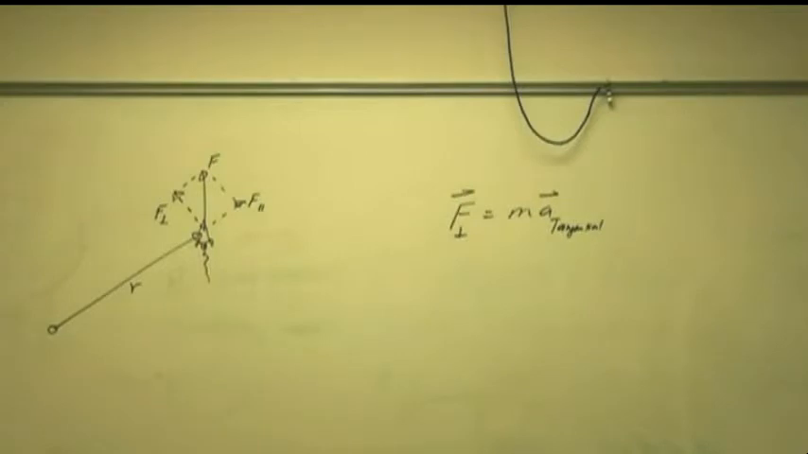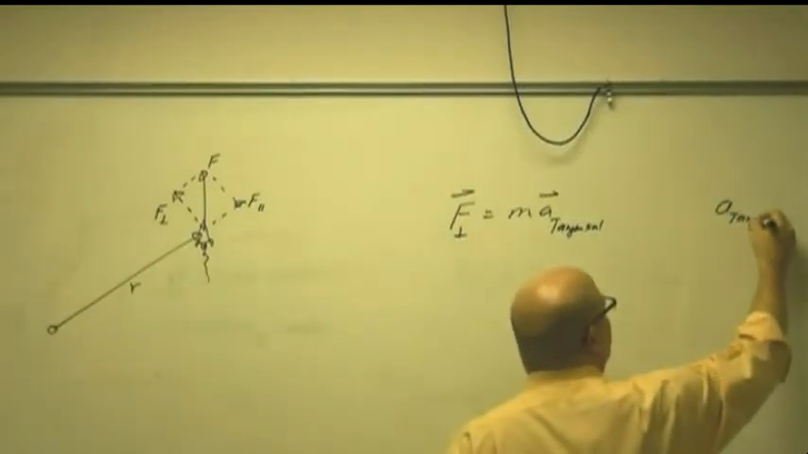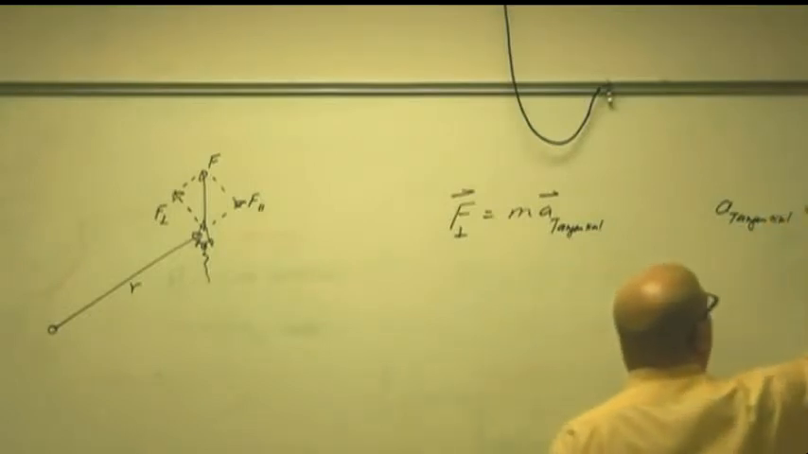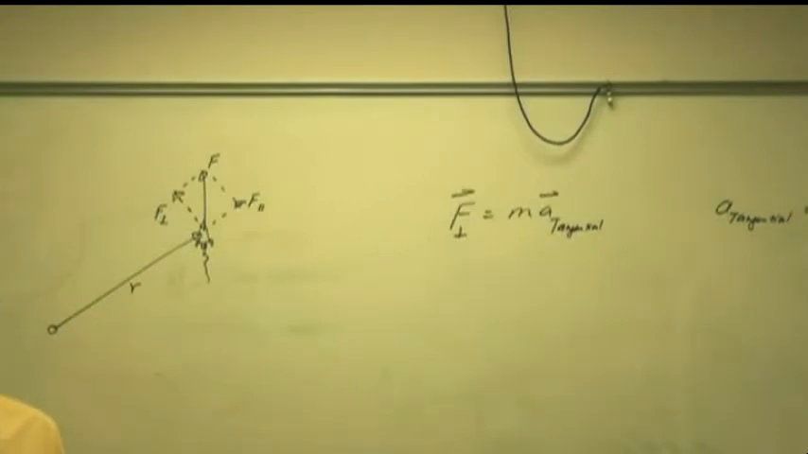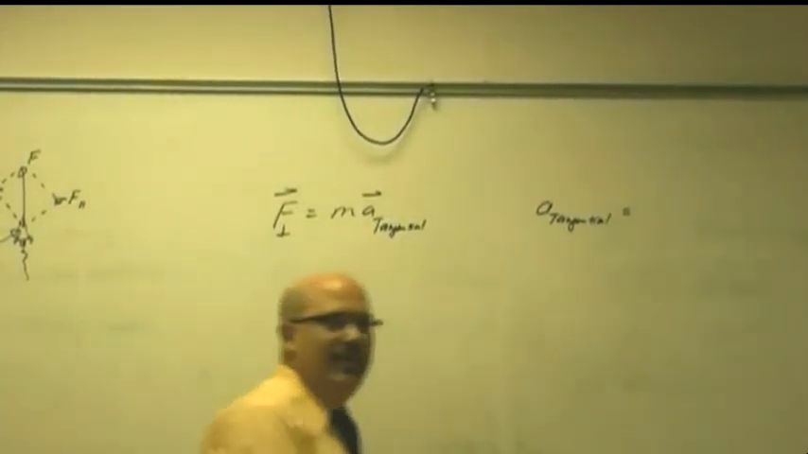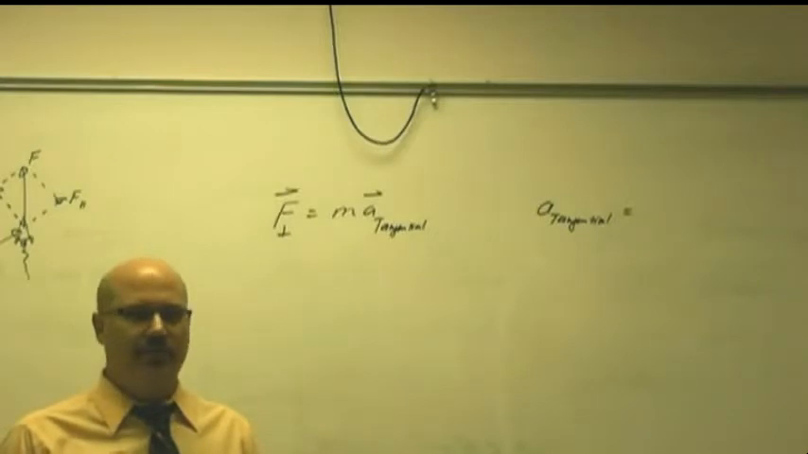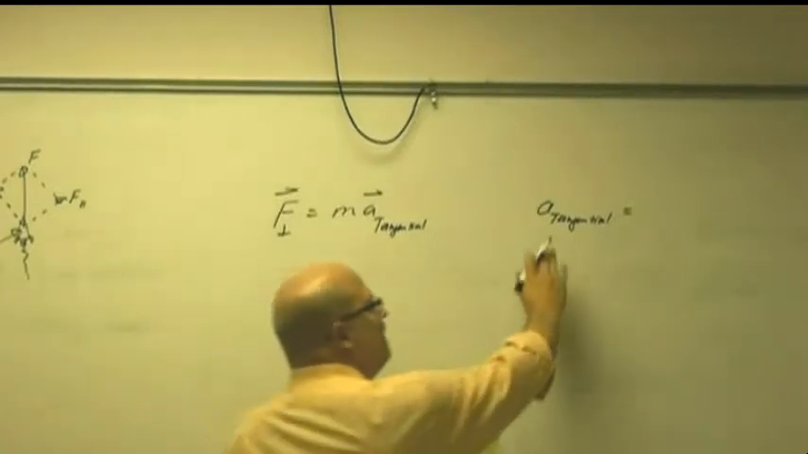But what is my tangential acceleration? Change in velocity. No, it's omega times r, right? Tangential acceleration. Thank you, Mr. Bruin. What is it really then? Alpha R. No. V squared. Okay, my omega tangential squared R.